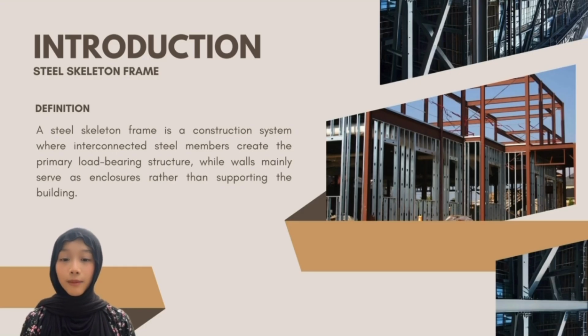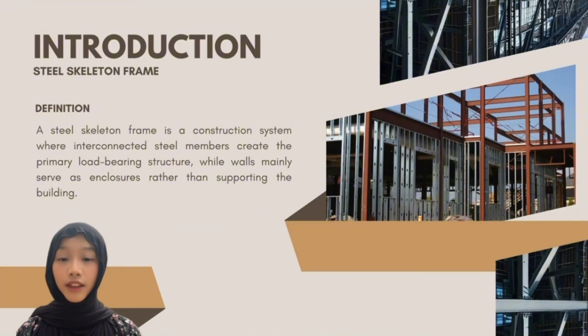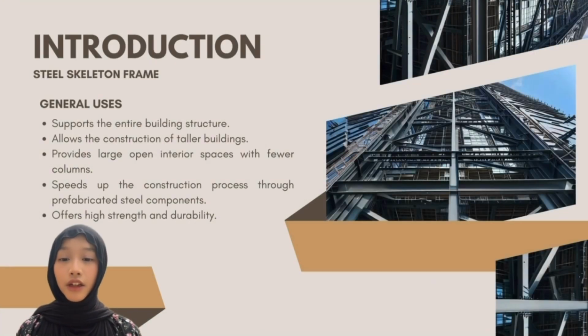A steel skeleton frame is a construction system where interconnected steel members create the primary load-bearing structure, while walls mainly serve as enclosures rather than supporting the building. Next, these are the general uses of steel skeleton frame. First of all, it supports the entire building structure, allows the construction of taller buildings, and provides large open interior spaces with fewer columns.